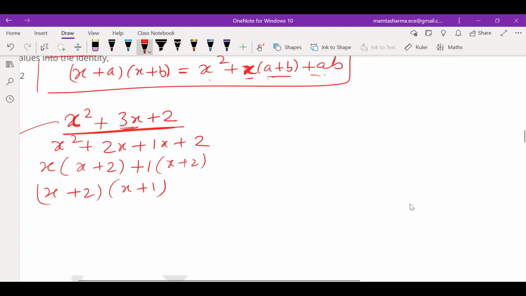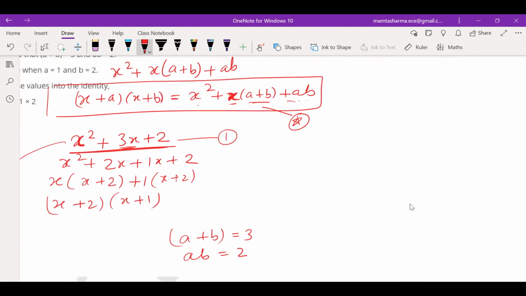When you compare equation 1 with the star equation, you will get a plus b as 3 and ab equal to 2. x plus a, x plus b is x square plus x in the bracket a plus b plus ab. Yes, that is the formula.